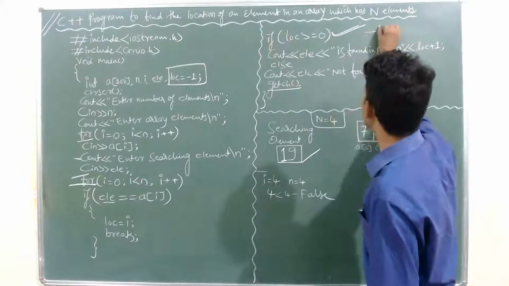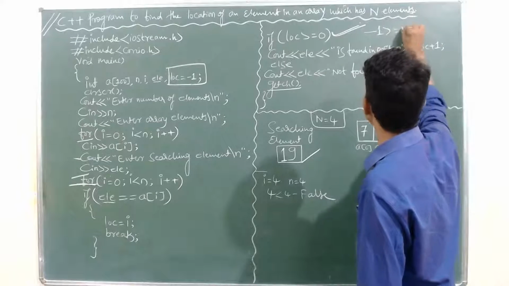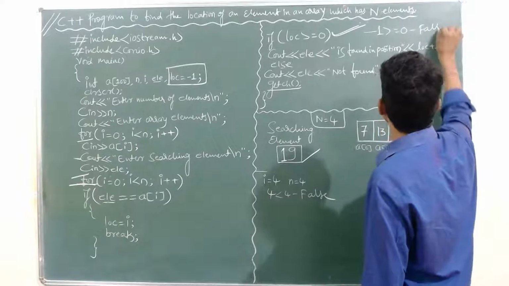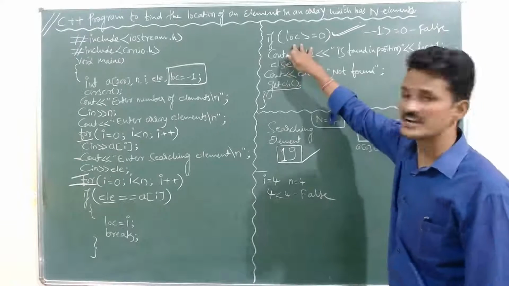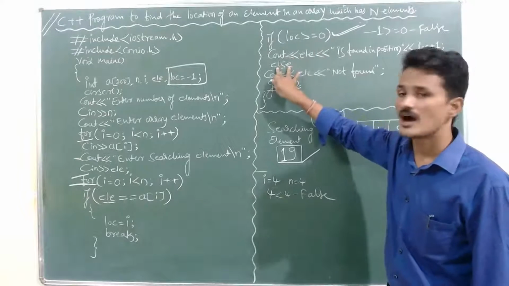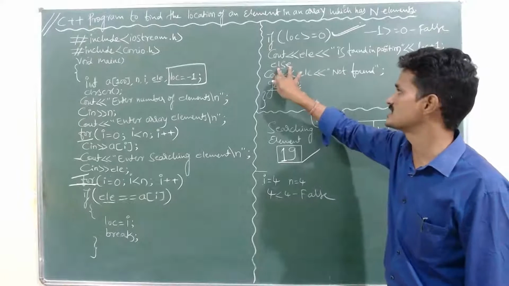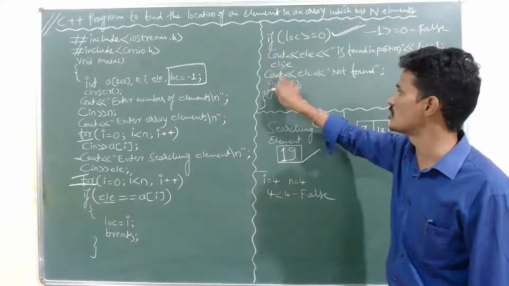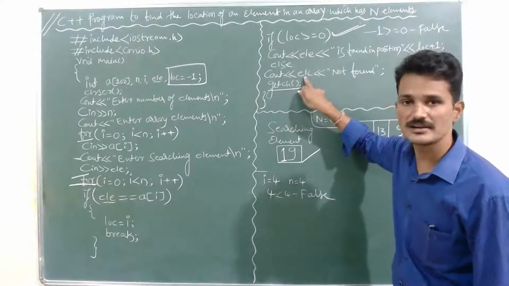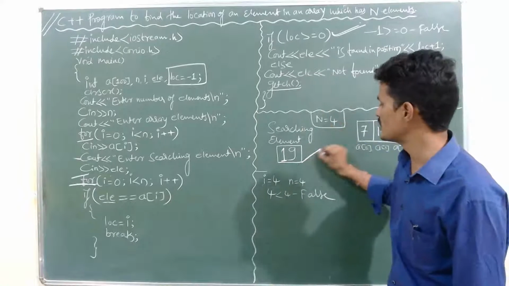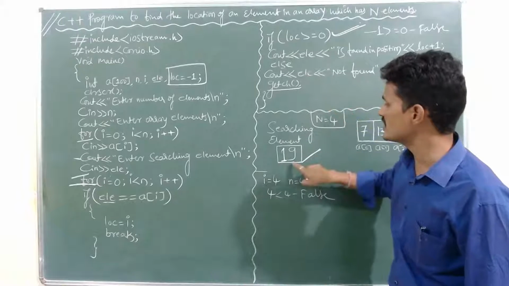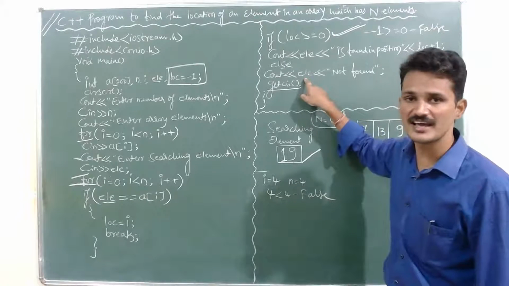I will substitute the value: -1 is greater than or equal to 0. The condition will be false. When this condition is false, I have to execute the else part. In the else part, I have a statement: cout, stream insertion, ELE. In place of ELE, it is going to print its value. What exactly is stored in the searching element? That is 19. 19 will print as it is.